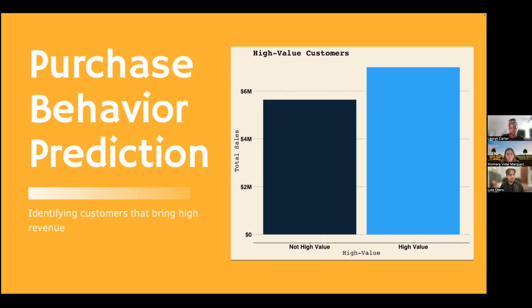So the high value variable that we define is if a customer is in the top 25% of total sales, then they are identified as a high value customer. We used the interquartile range of total sales to define our dependent variable. As you can see in this bar chart, the top 25% of customers generated a little more than 55% of total sales, while the rest of the 75% of customers only generated 45% of total sales.